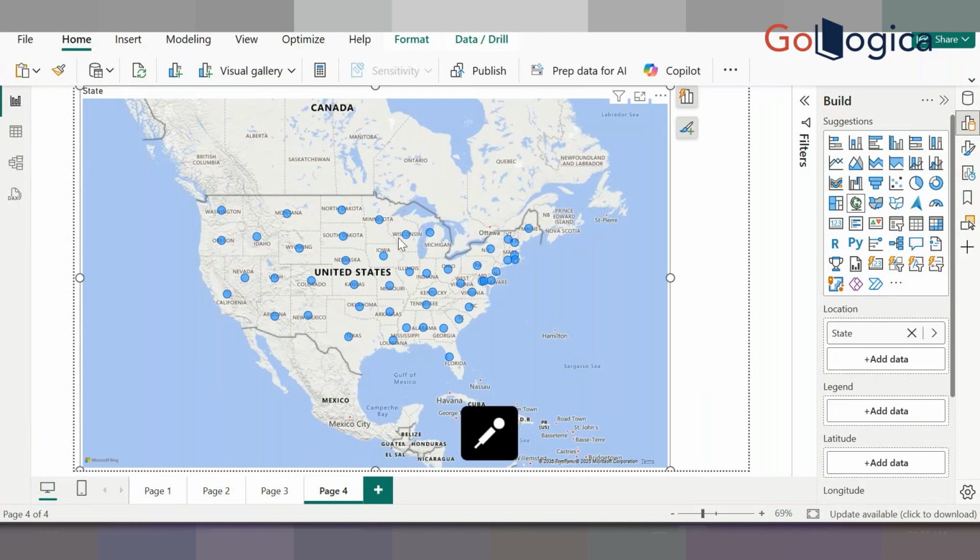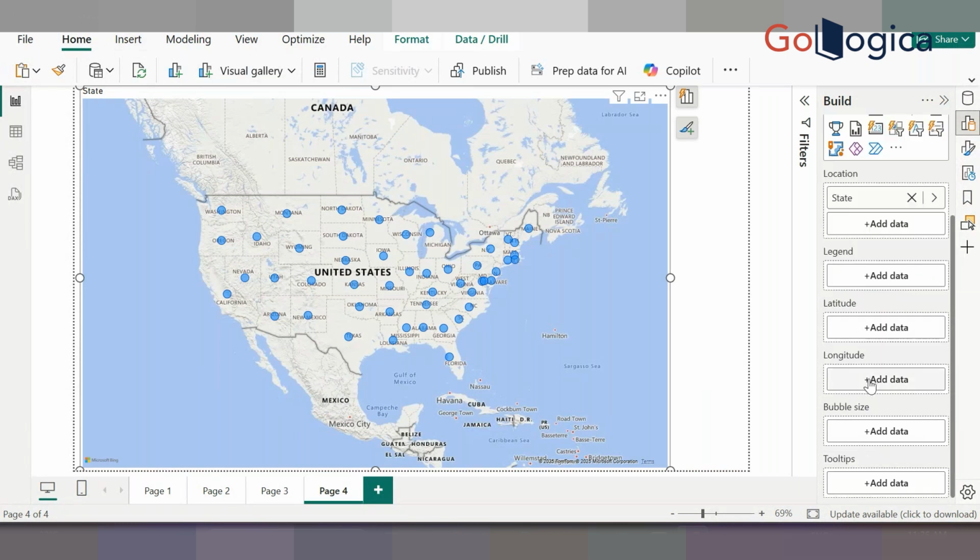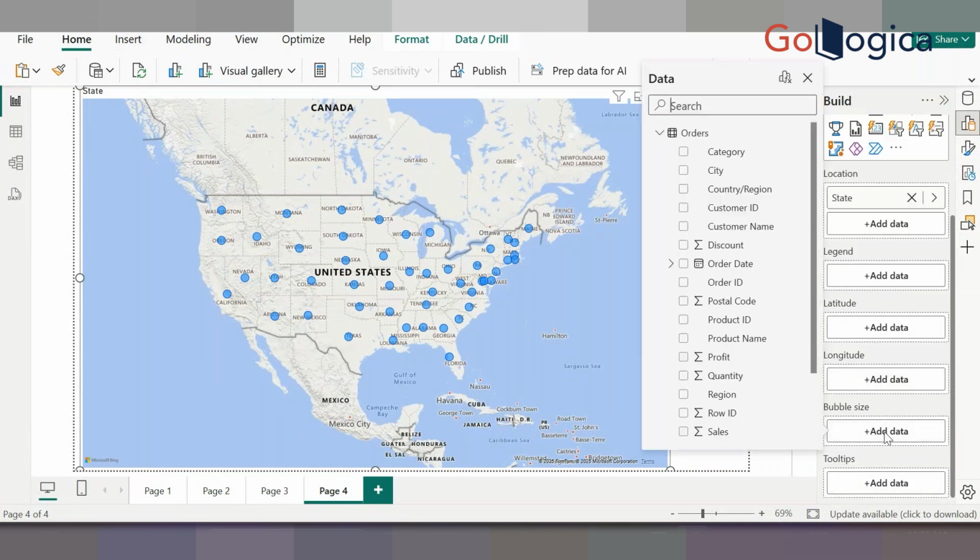Okay, fine. So we can see that this is all the states where the sales has been done, and again, we want to know which state has done the higher sales. What you see is we have bubbles here. In the bubbles, I say I want to resize this based on the sales value, and you can see that the bubbles are representing the location and their sales value.